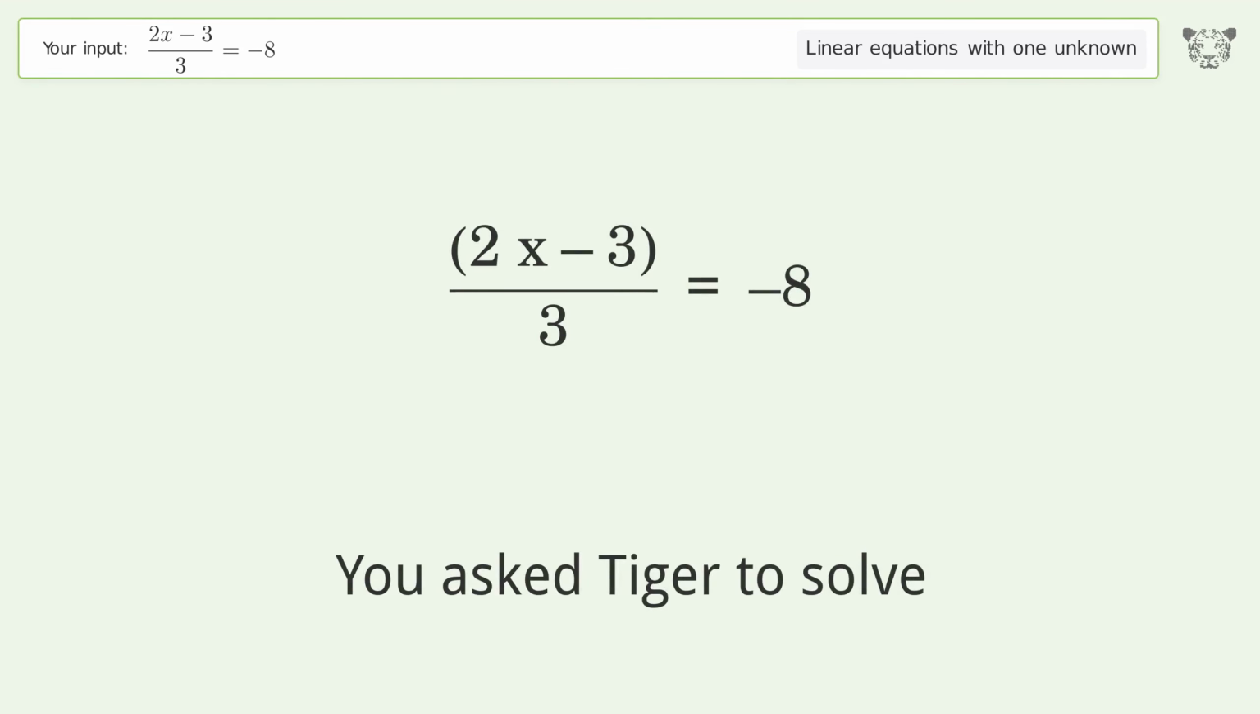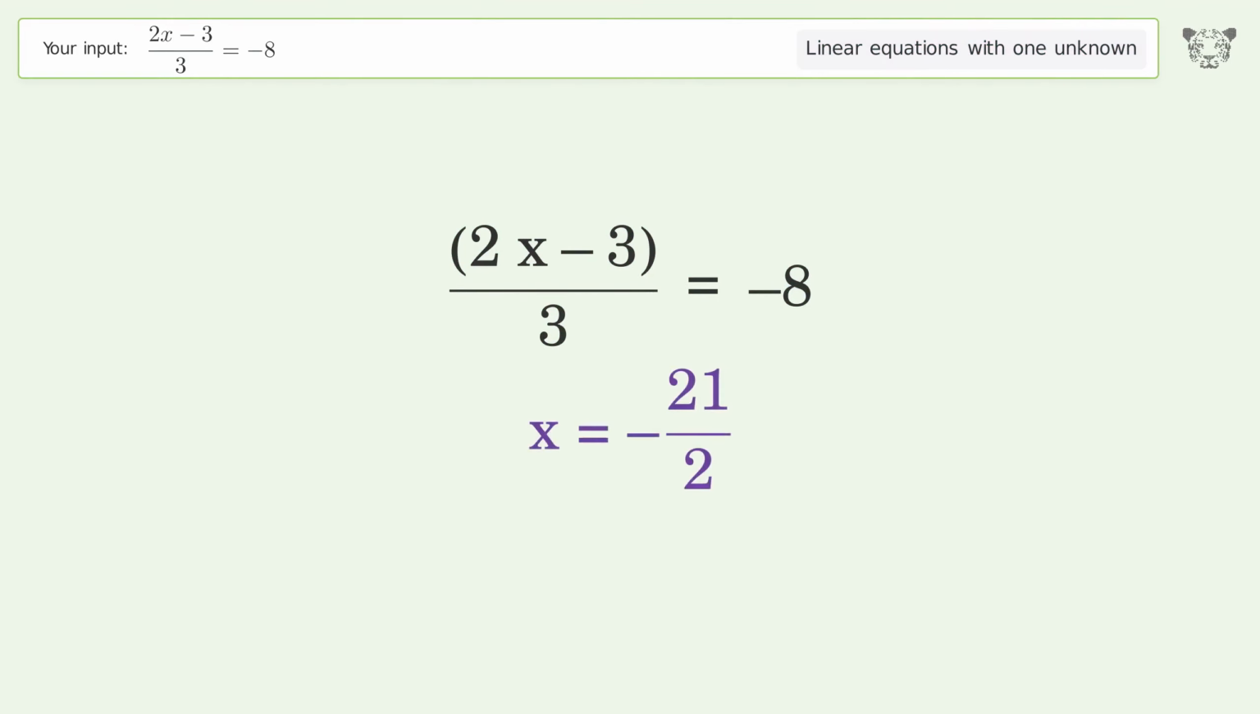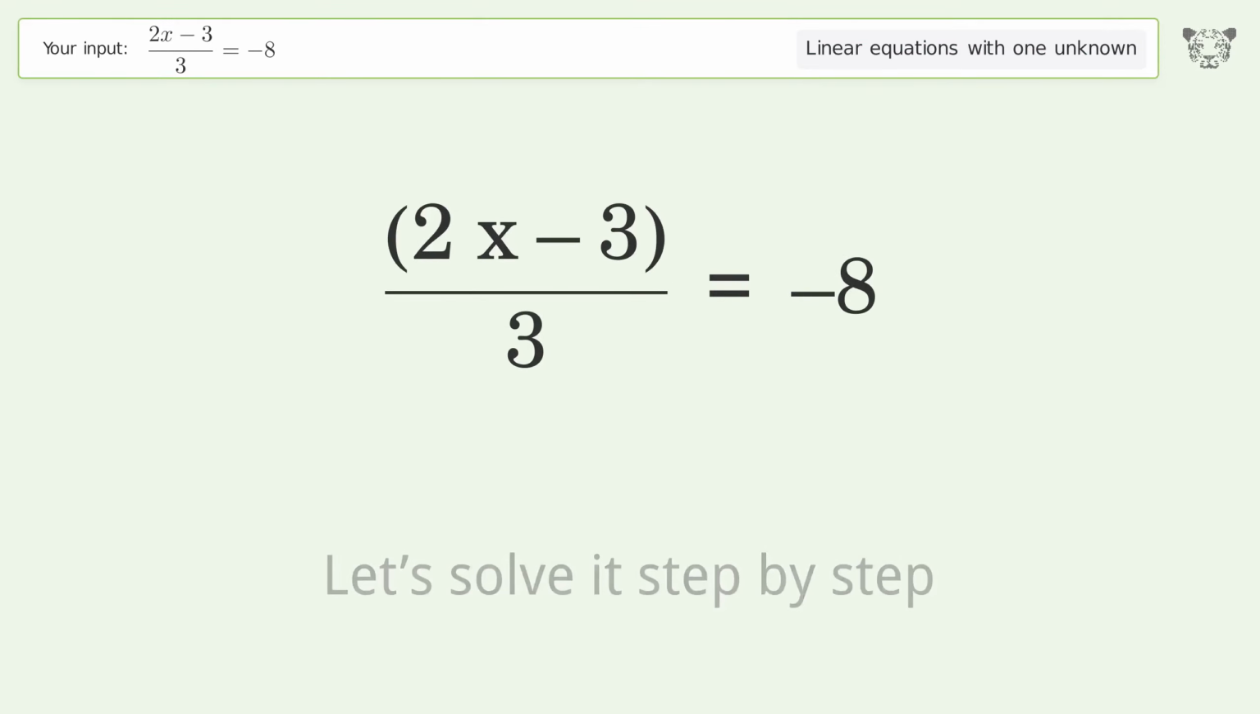You ask Tiger to solve. This deals with linear equations with one unknown. The final result is x equals -21/2. Let's solve it step by step.